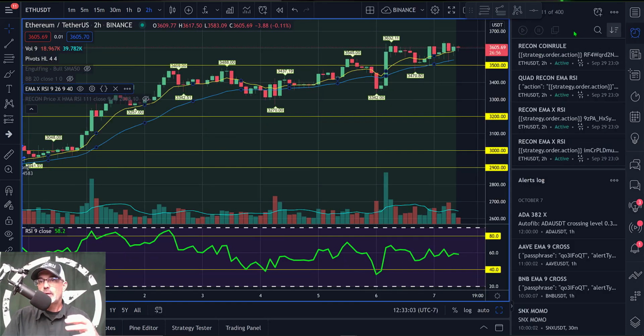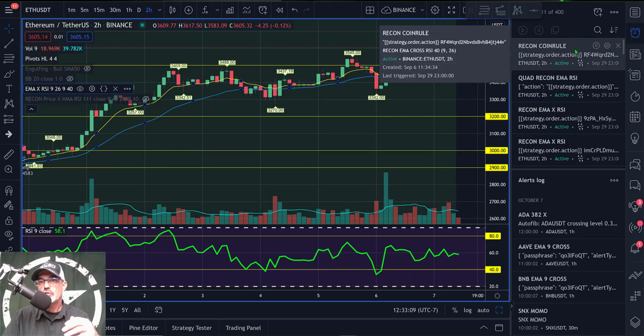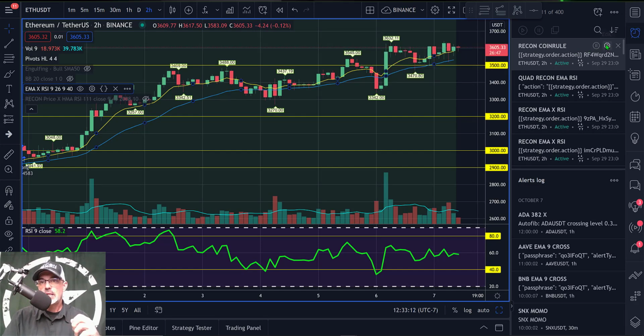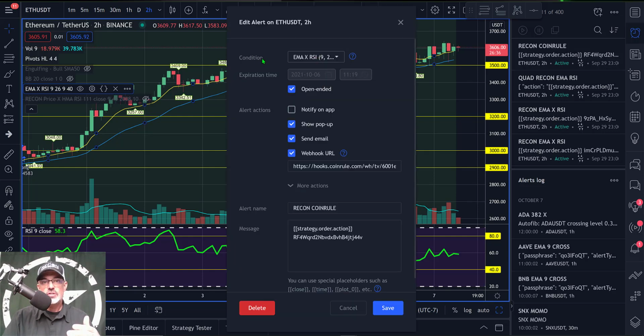And if I open up my alerts by clicking on the little alarm clock over here, you can see the actual CoinRule alert that I have set. And if I click on edit, it'll show a little more of the details. And so you can see the condition is based on my EMA cross with the RSI, and that's the strategy I created in PineScript. And basically this webhook is what actually sends that alert to CoinRule to then execute the buy or sell on my exchange, which is Binance US.